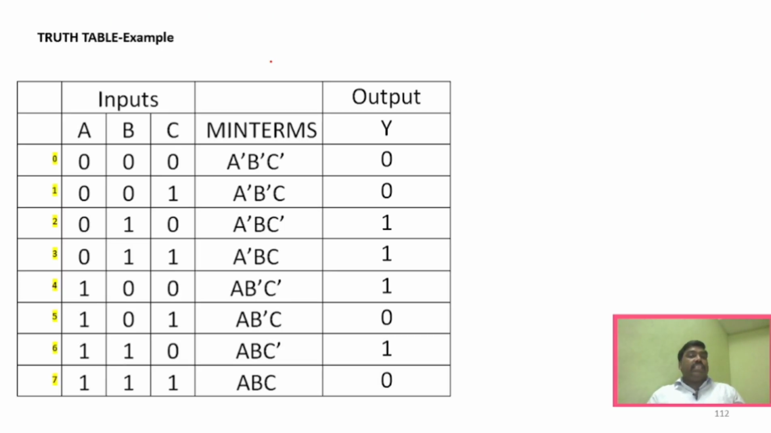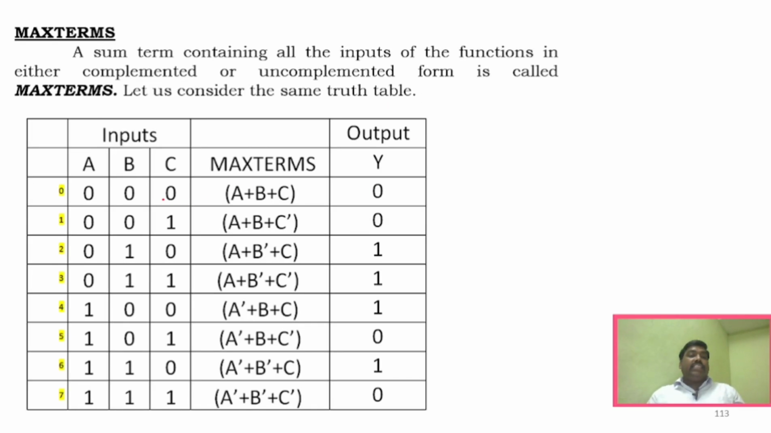I'll just refresh what is sum of product and what is product of sum. Sum of product is nothing but Minterm, where we will consider the complement form as 0 and non-complement form as 1, and we will consider only the output with 1. That is Minterm. Whereas in Maxterm, we will consider 0 as non-complement form and 1 as complement form, and we will consider only output 0. That is Maxterm, which is nothing but product of sum.